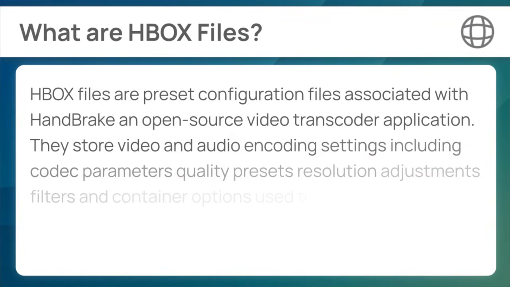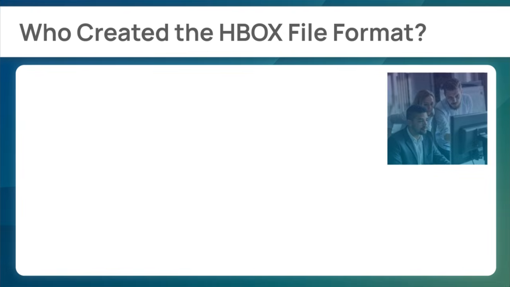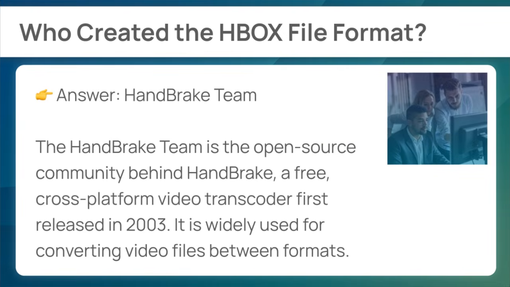HBOX files are preset configuration files associated with HandBrake, an open-source video transcoder application. They store video and audio encoding settings, including codec parameters, quality presets, resolution adjustments, filters, and container options used to standardize video conversion workflows for consistent output quality.